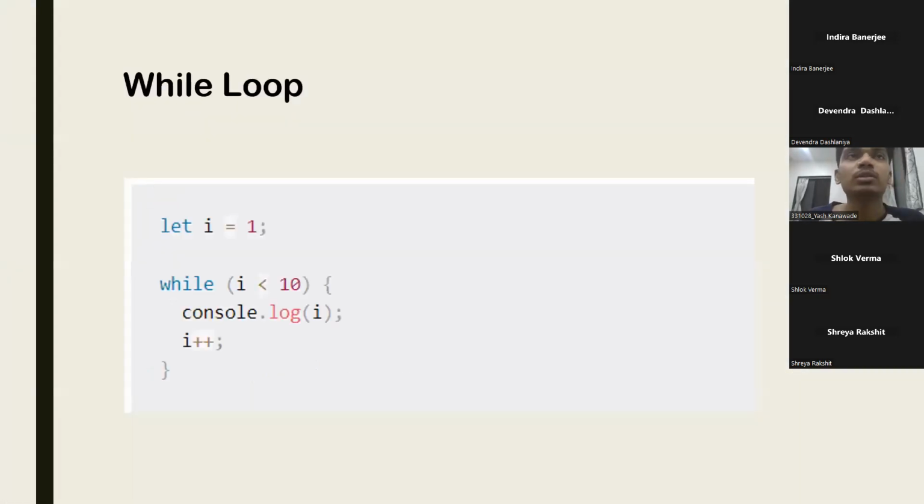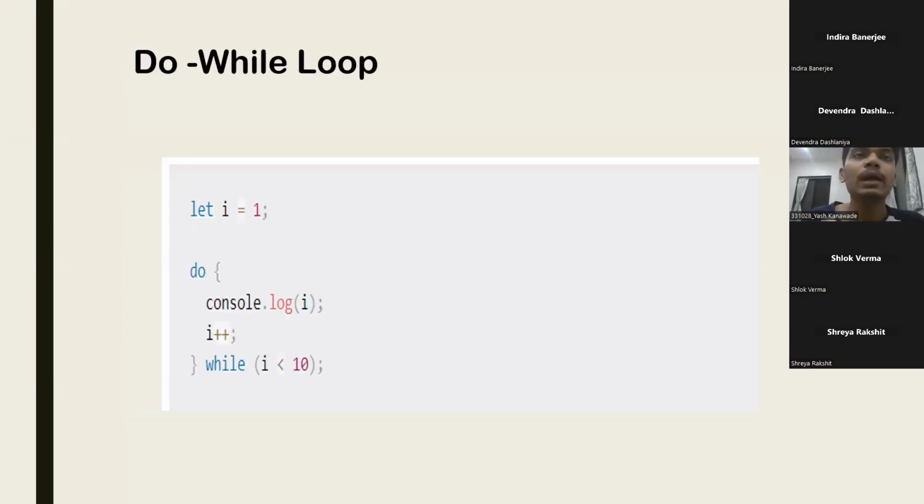Next one is the while loop. Firstly we initialize let i equals 1, and we take a while with the condition that i should be less than 10, and we print all the i's that fulfil the condition. It will print from 1 to 9. The value of i will become 10, but it will not print as it does not satisfy the condition. Next one is the do while loop.